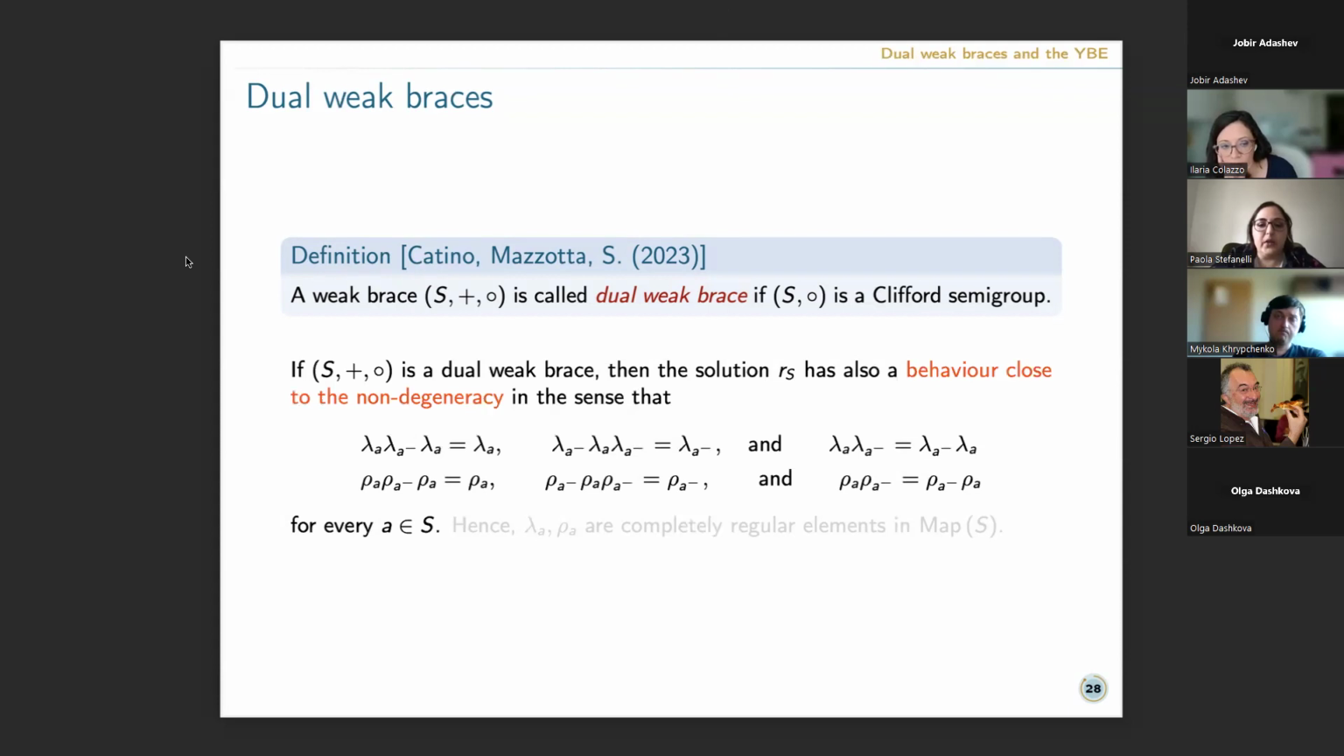And if we look at dual weak braces, we can say more about the solution associated to S plus circle, because we have that the maps lambda A and rho A satisfy these three identities respectively, and that tells us that lambda A, rho A are completely regular elements in the maps from S into S. So in this sense, they are close to being bijective, and so R_S is close to being non-degenerate.